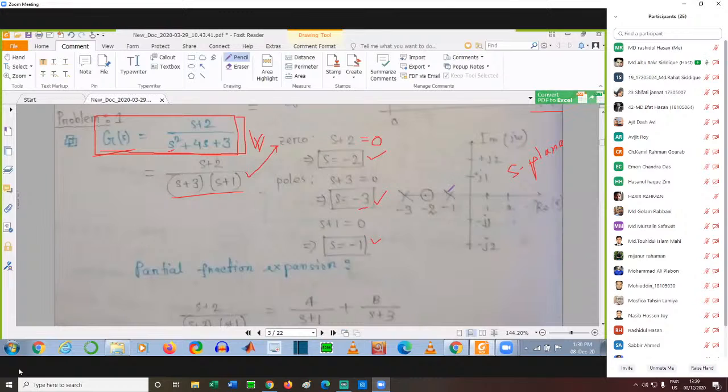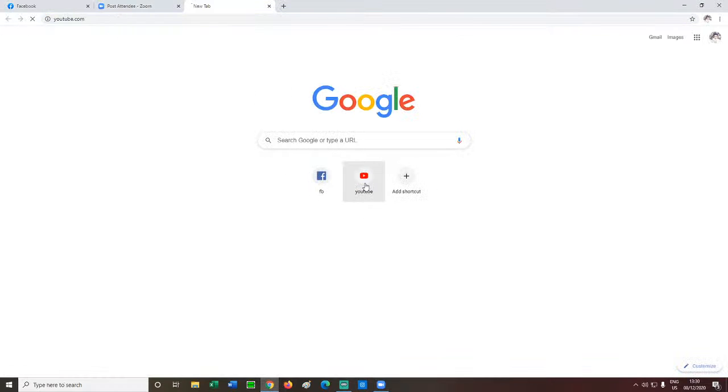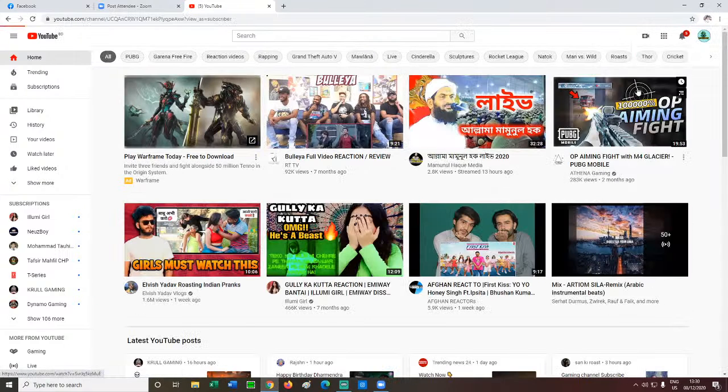That's why we have a cross here at -1. You can see that cross. We have a pole here, and we have another pole at -3. So that's why we have another cross at -3. So you can see that. We have two poles here, one pole at -3 and another pole at -1.